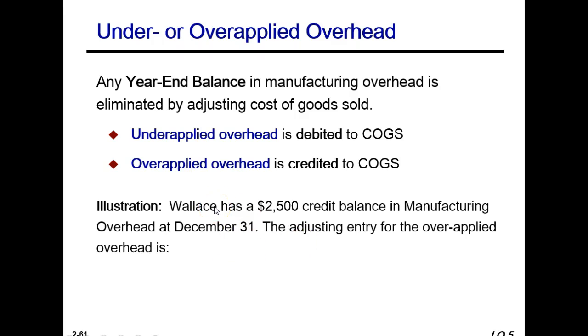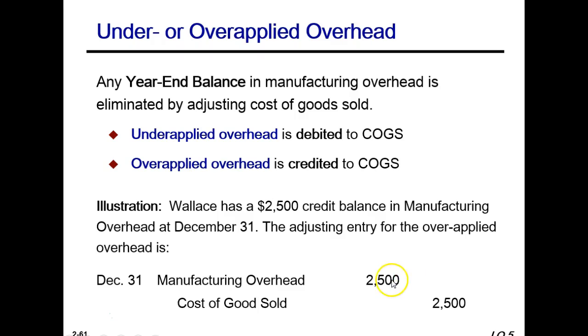Here's an example. Wallace has a $2,500 credit balance in manufacturing overhead at December 31st. The adjusting entry for the over-applied overhead would be to debit manufacturing overhead, so we can zero it out, and then credit our cost of goods sold, which means what we showed as our cost of goods sold was greater than what it really should be.